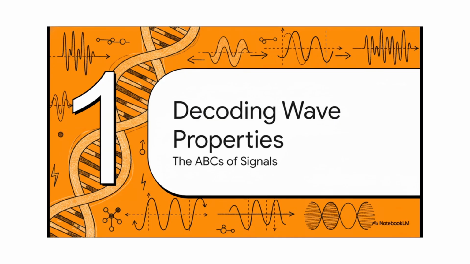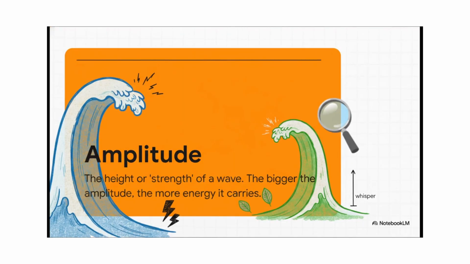Okay, so to understand how these signals work, we first have to learn their language. Every single wave has a kind of DNA, 3 core properties that engineers can tweak to encode and send information. First up is amplitude. The easiest way to think about this is just as the wave's strength or its power. A tall wave has a high amplitude and it carries more energy. A short wave has a low amplitude. It's literally the difference between a whisper and a shout.